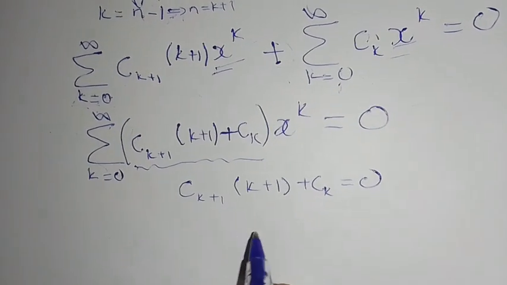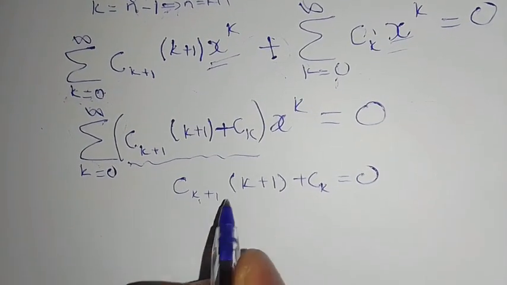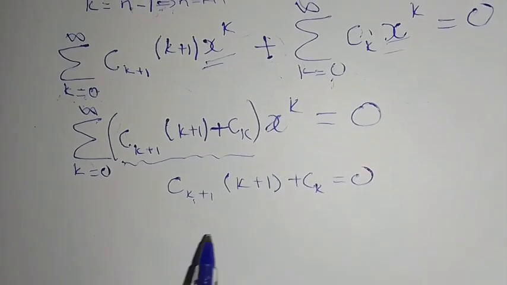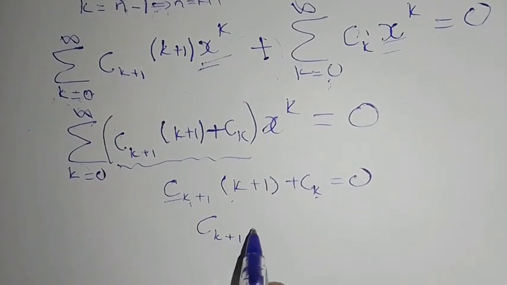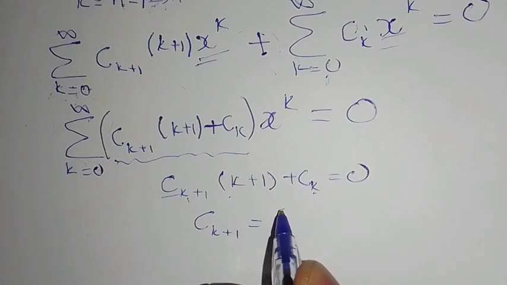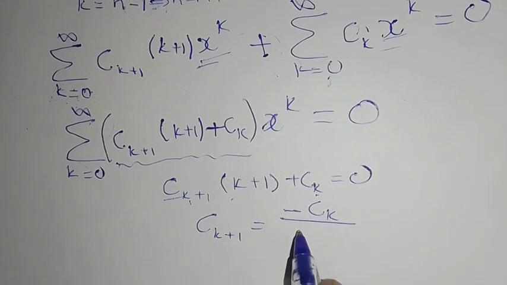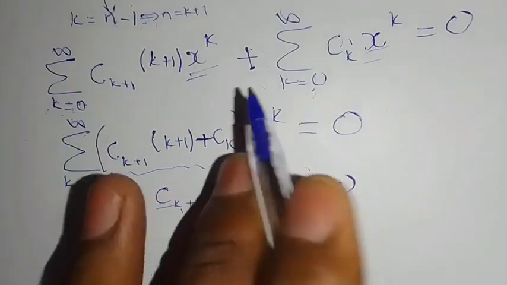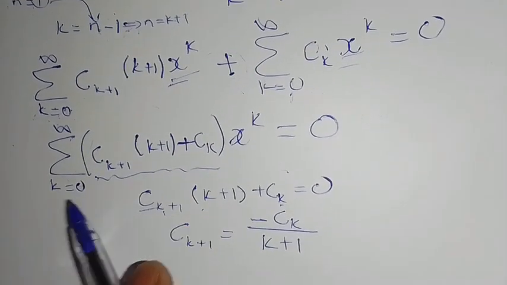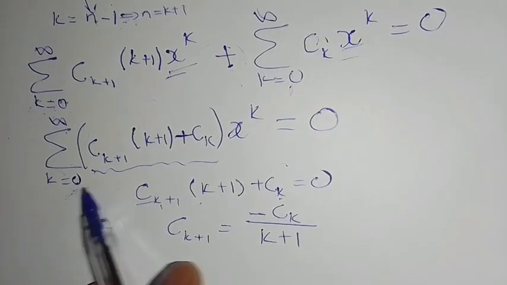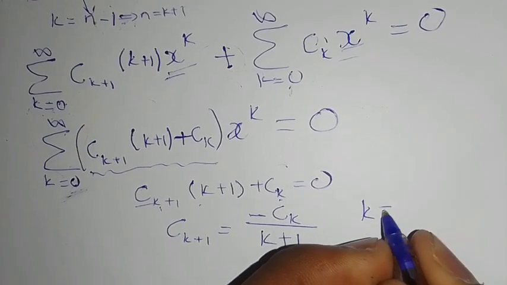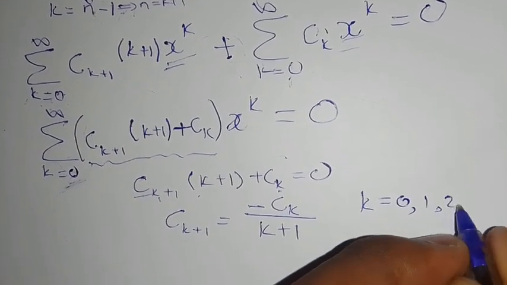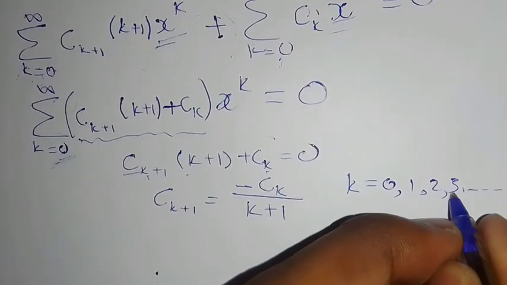So if you rewrite that, you solve for the one with the upper k values. In this case, it's c subscript k plus 1. This will be minus c subscript k divided by k plus 1. And remember, don't forget to specify your k values here. k is an integer starting at 0. So k equals 0, 1, 2, 3, and it just progresses like that.